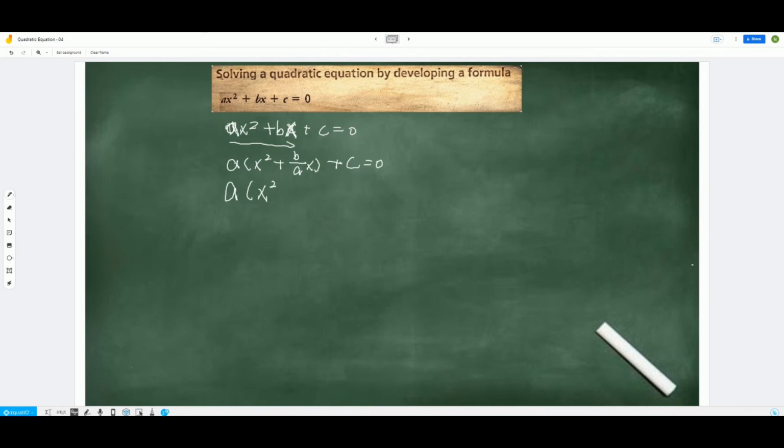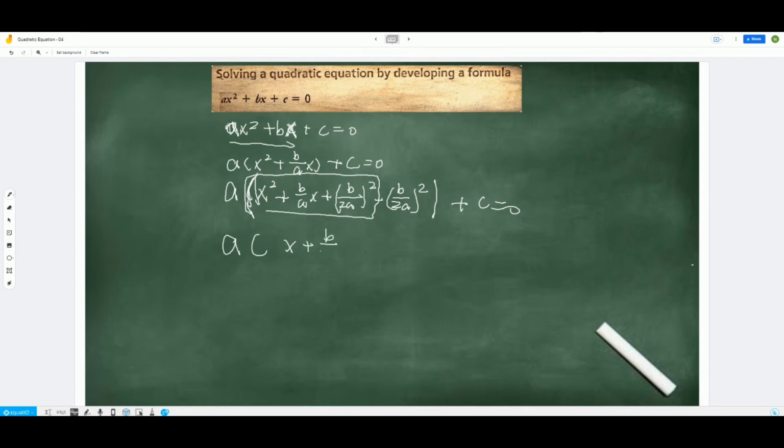So x squared plus b over a x plus, in order to make a perfect square, b over a should be divided by 2 and squared: plus (b over a divided by 2) squared, and then minus the same squared term, which is (b over 2a) squared. We use the big bracket here, plus c equals 0. Here is the perfect square: (x plus b over 2a) squared.